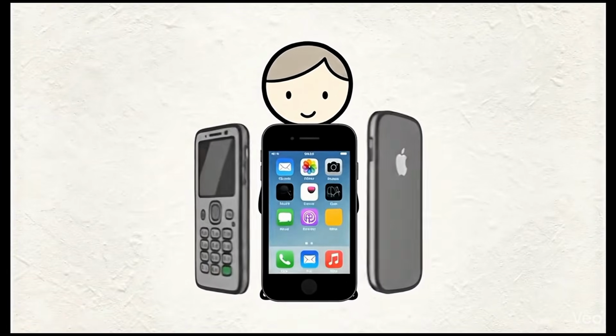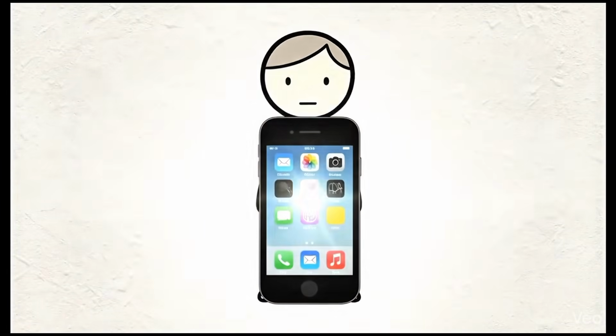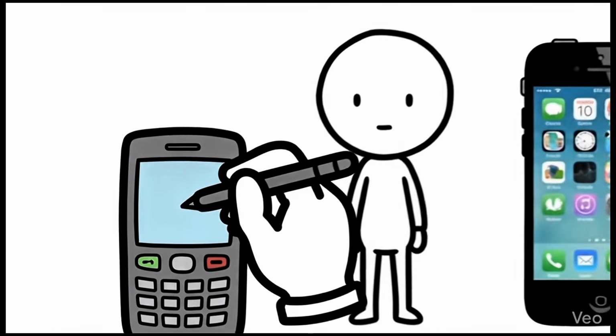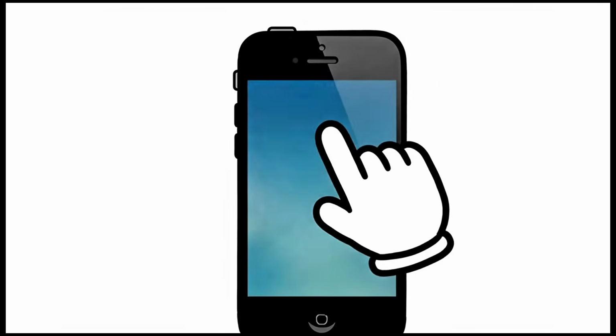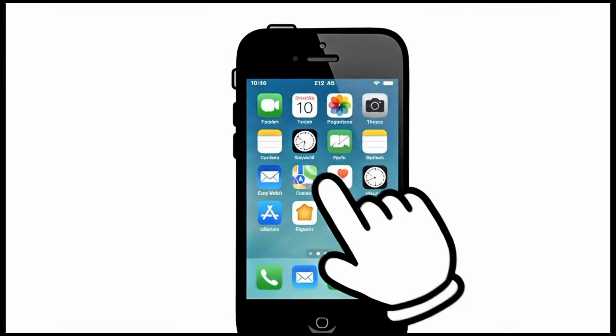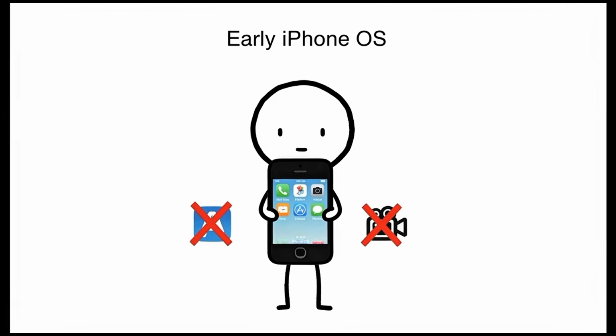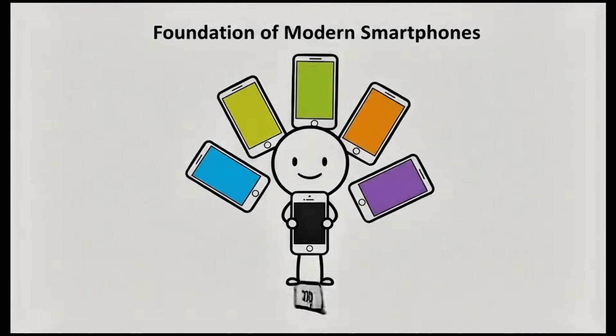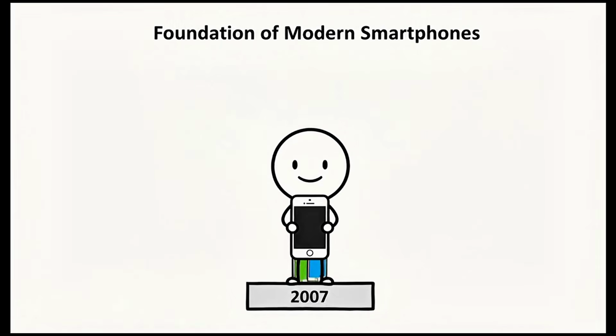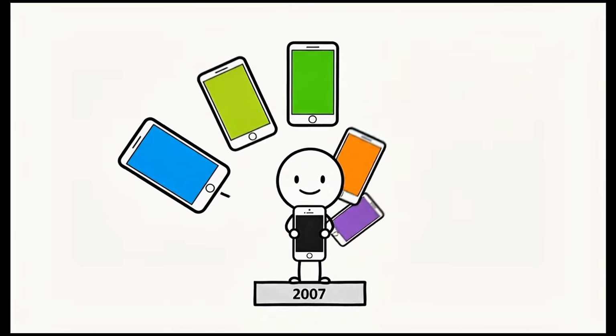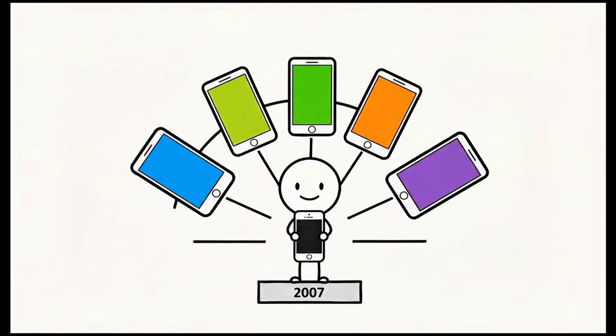At the time, most smartphones relied on tiny keys and styluses, but this model used a large multi-touch display controlled entirely by fingers. It ran on a simple operating system that would later become iOS. Even though it lacked features like an app store or video recording, it set the foundation for modern smartphones and reshaped the entire mobile industry.